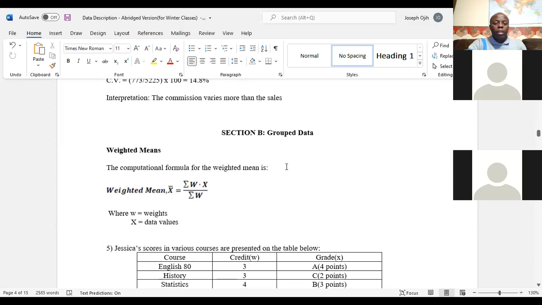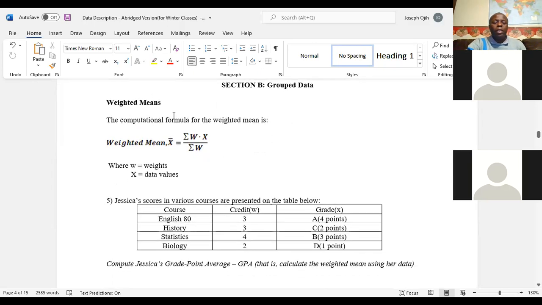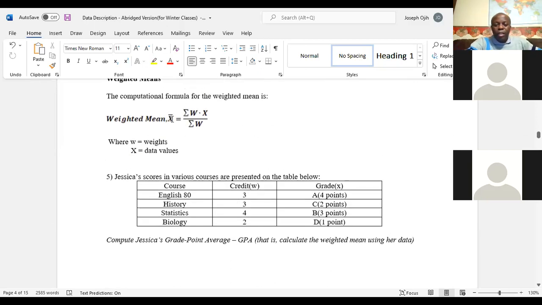Excellent. So no question. Now you can look at the grouped data. We're going to repeat the same thing we did before, but now for grouped data. The first statistic we'll be computing is the weighted mean. In this case, we assign weights to each value, to each category. A good example of a weighted mean is your GPA, grade point average. So this is the formula here.